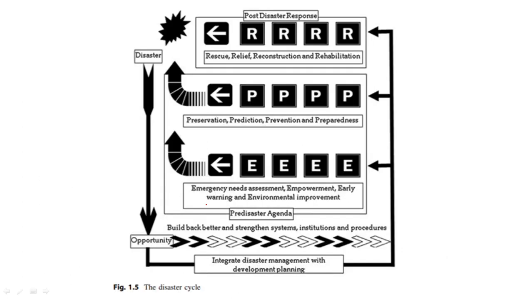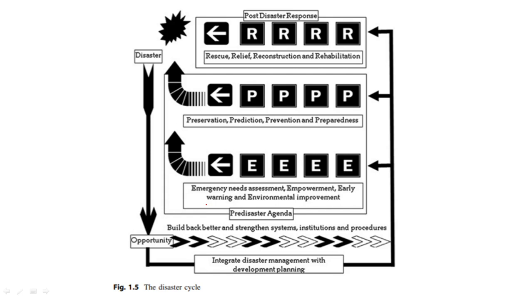Before we start, one should know that there is a disaster cycle. What is a disaster cycle? There are two types of responses. First is the pre-disaster agenda. Pre-disaster agenda means before the occurrence of the disaster, what are the different steps which can be taken in order to lower the impact of disaster. That is, if any disaster occurs, how can we reduce the impact of that disaster? So the preparations to be made come under the umbrella of pre-disaster agenda.